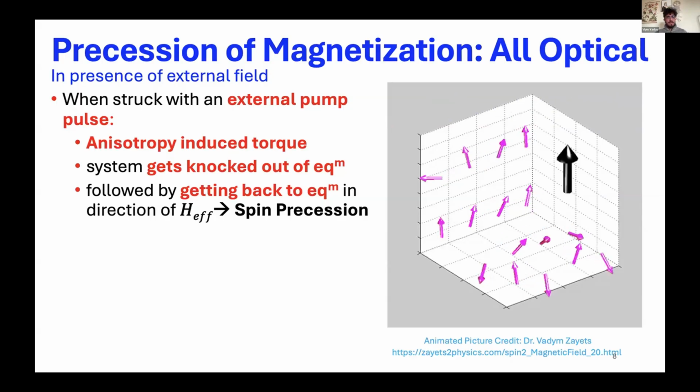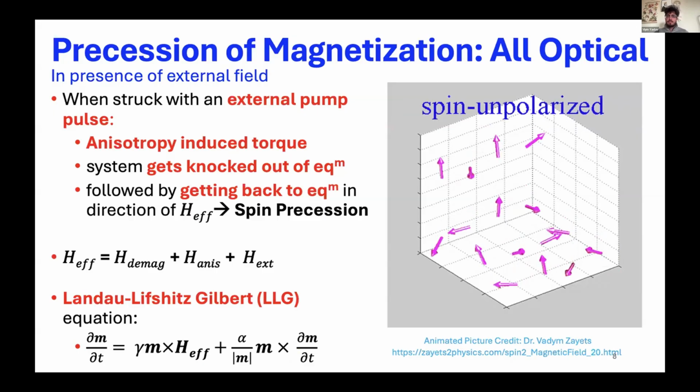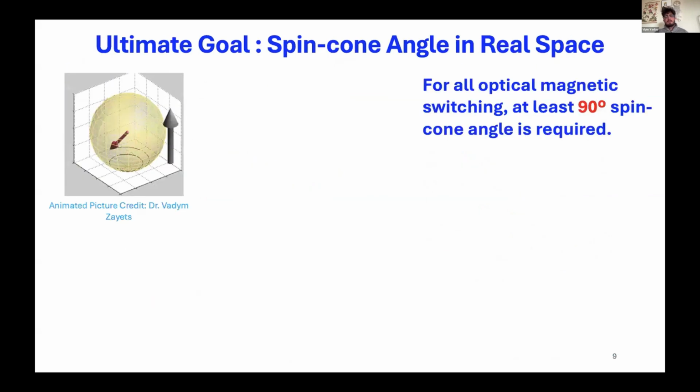And as it starts getting back to its equilibrium position in the direction of the effective field, the spin precesses. This effective field can be defined as the sum of demagnetization, anisotropy, and external field. And using the LLG equation, we can map out this precession. So our ultimate goal is to find the spin cone angle in real space. For all optical magnetization switching, we require at least 90 degrees of spin cone angle.